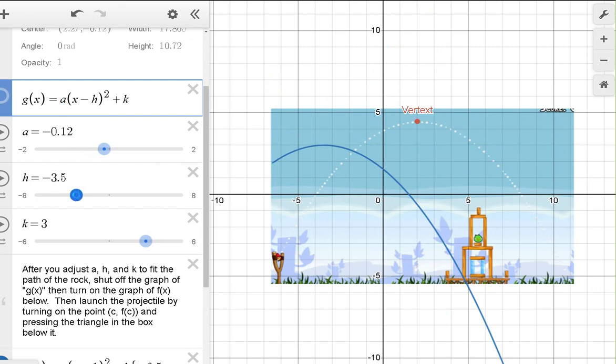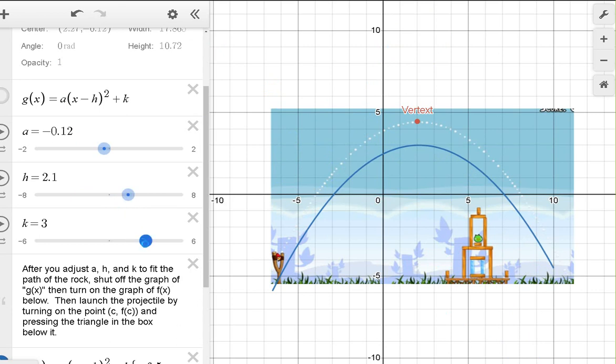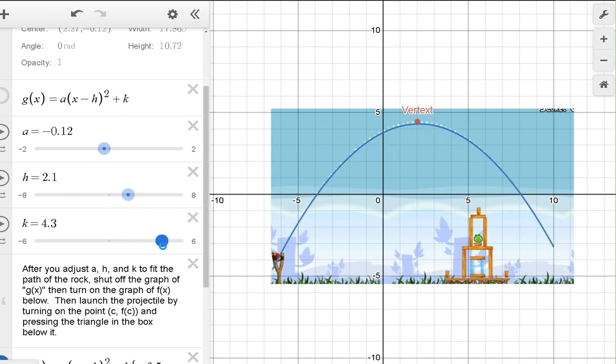And then I'm going to move it to the right and then up. And I got a pretty good fit there, I think. So, I don't know, you guys getting kind of similar parameters? Negative 0.12, 2.1, and 4.4. Somewhere close to that, I'm guessing.